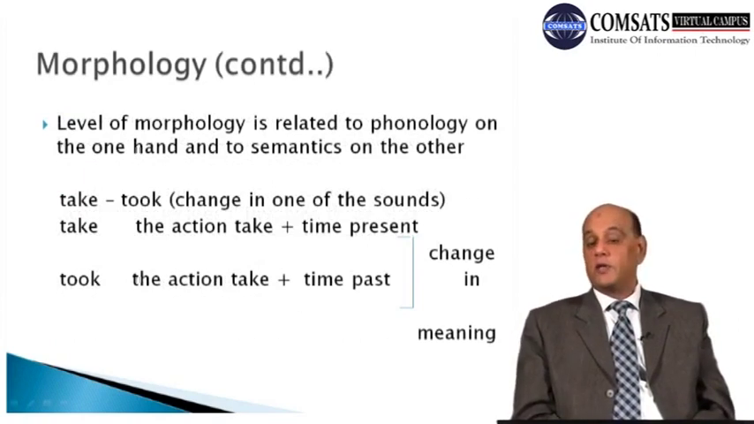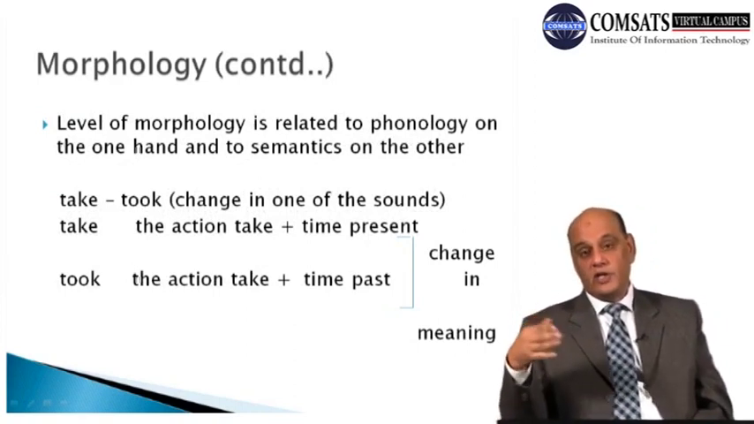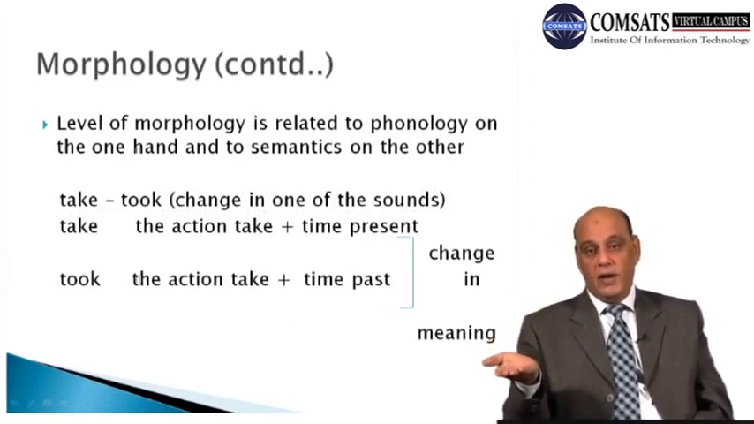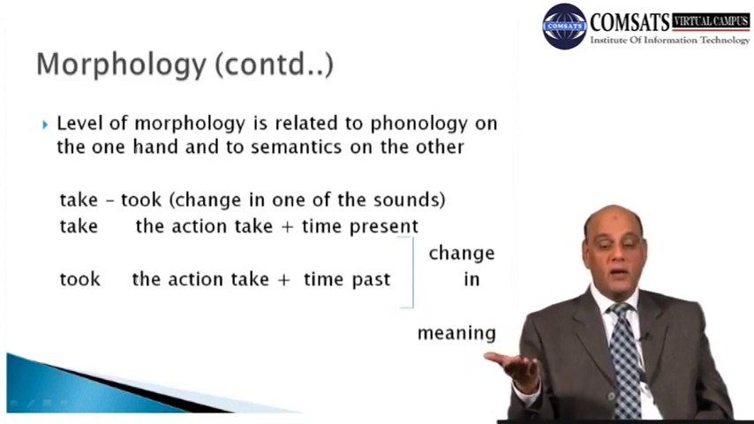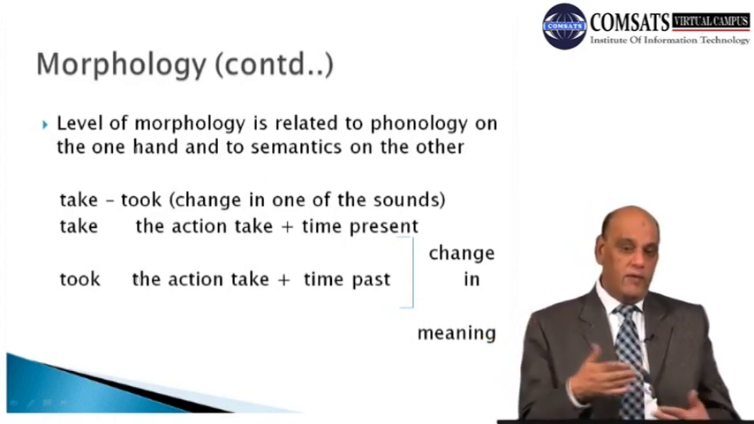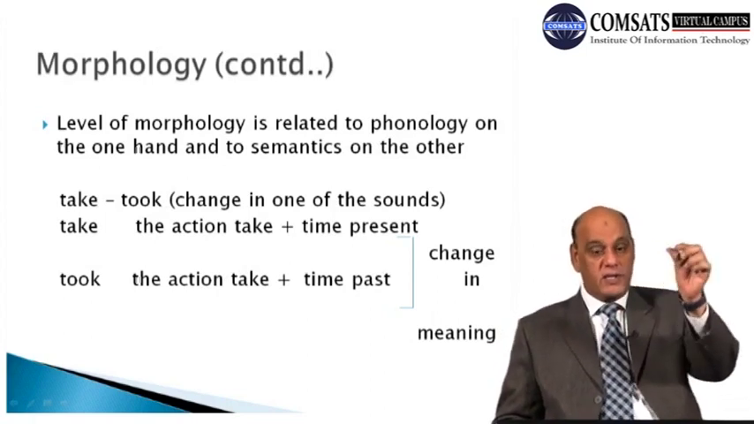Morphology. The level of morphology is related to phonology on the one hand, and to semantics on the other. So on one hand, morphology has a relationship with phonology at the lower level, with the phonemes and the sounds. On the upper level, you have its relationship with the semantics.